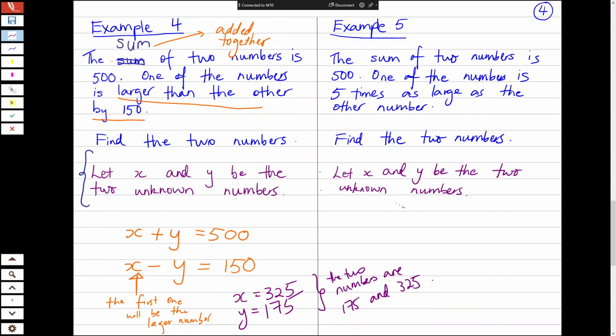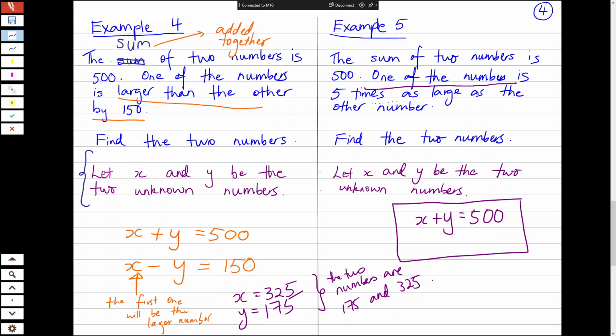Okay, we'll do example 5, but I just want to write down the equations. So they add up to 500. That's one equation. Now, the second piece of information in this question is, so you guys will want to listen to this because there's a question like this in your work program. One of the numbers is 5 times as large as the other number.